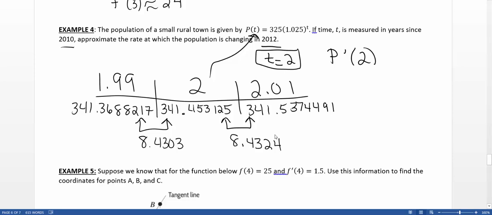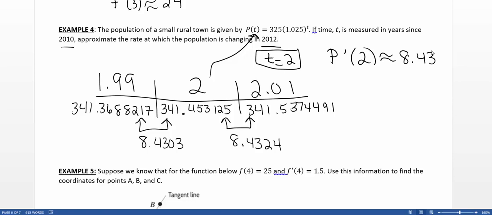So here, I'm comfortable saying that the approximate rate at which my function is changing is 8.43. So those are the same in both scenarios. So I've rounded because there's so many. Because they're so close.